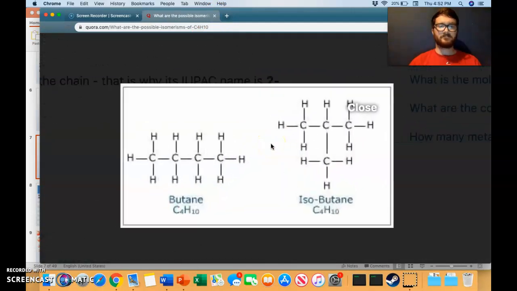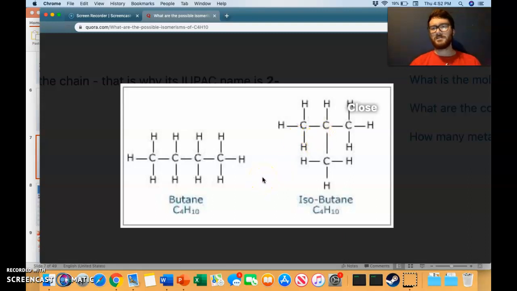C4H10. Here is butane drawn out. All the carbons have 4 bonds, all the hydrogens have 1. It's good. Here's isobutane. Strange. Isobutane, everything is fine too. The carbons have 4 bonds, all the hydrogens have 1. It's just drawn a little bit differently.